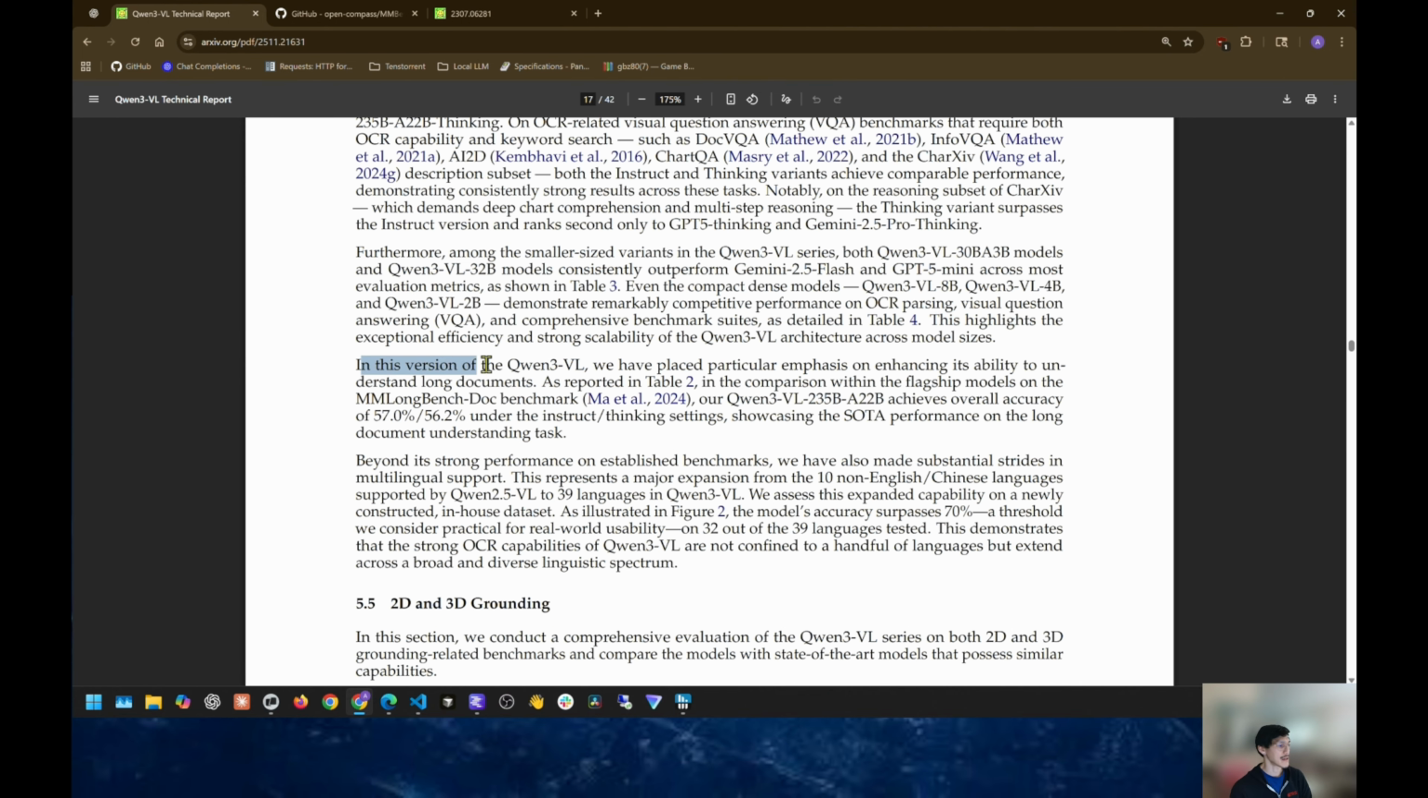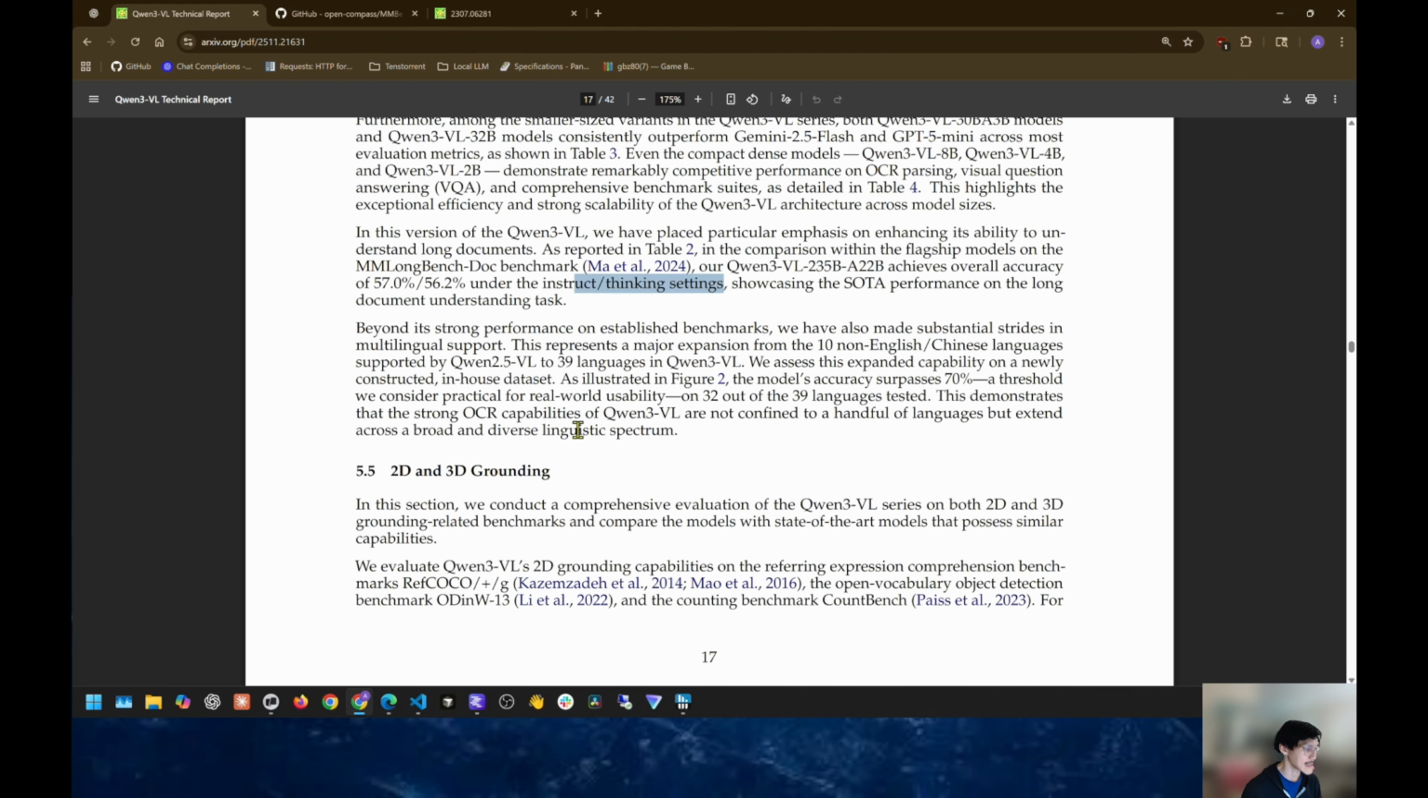In this version of the Qwen3 VL, we have placed particular emphasis on enhancing its ability to understand long documents. As reported in Table 2, in a comparison within the flagship models on the Long benchmark, our Qwen3 VL 235B A22B achieves overall accuracy of 57%, 52% under instruct thinking settings, showcasing the state-of-the-art performance on the long document understanding task.